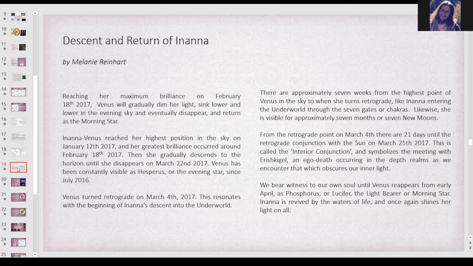From the retrograde point on March 4th, there are 21 days until the retrograde conjunction with the Sun on March 25th. This is called the interior conjunction and symbolizes the meeting with Ereshkigal, an ego death occurring in the depth realms as we encounter that which obscures our inner light. We bear witness to our own soul until Venus reappears from early April as Phosphorus or Lucifer, the light bearer or morning star. Inanna is revived by the waters of life and once again shines her light on all.